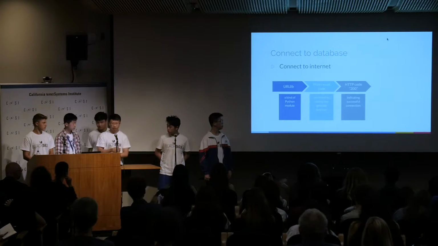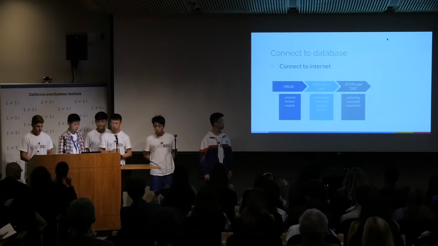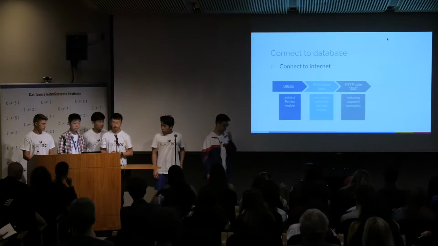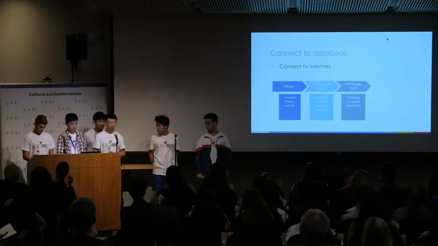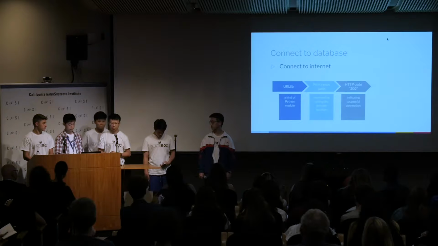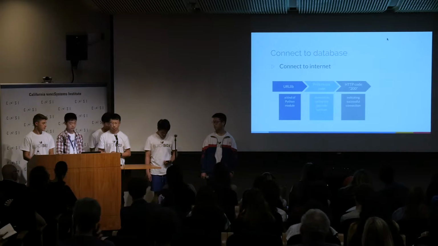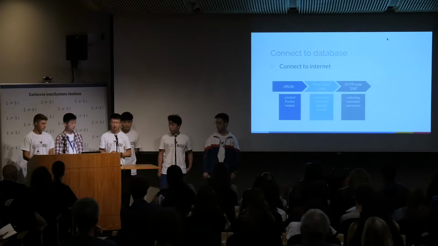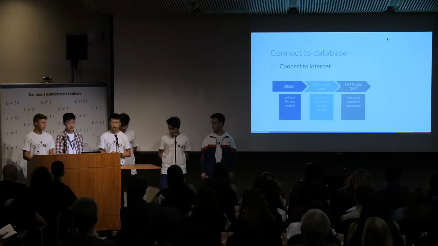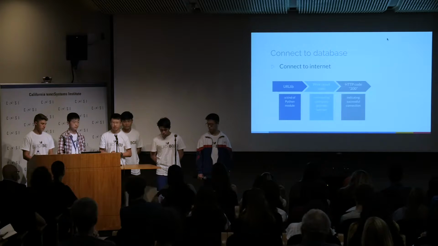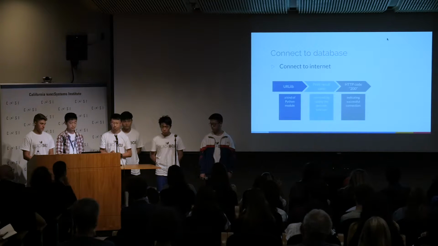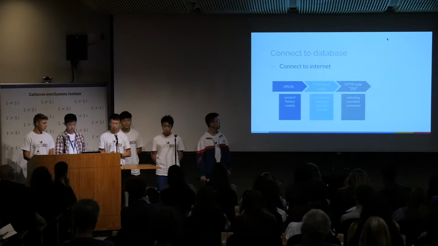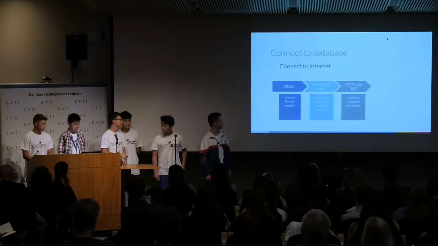So after finding the colors in the reference image, we are going to connect our program to a database. Initially, we tried to connect our program to the internet, and we succeeded in doing so by using a Python package called urllib. But later we found that this process would be super slow because we would have to download thousands of images every time we use the program. So later we decided to connect our program to a local database.